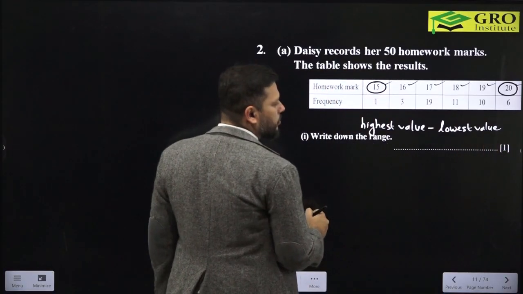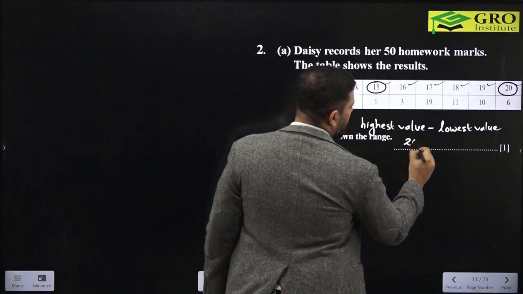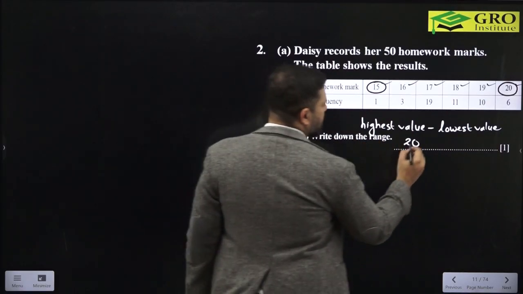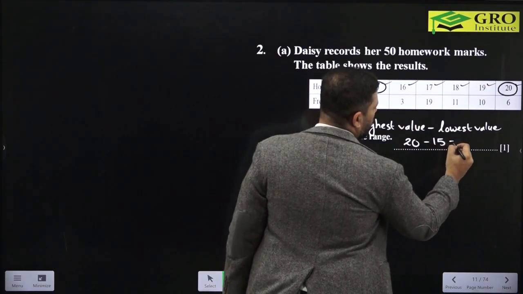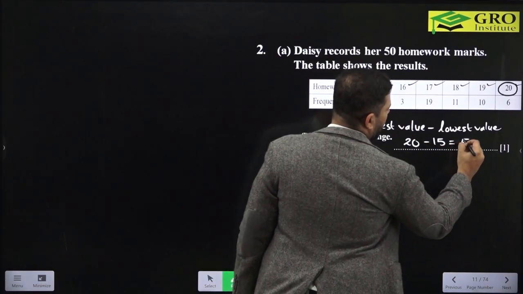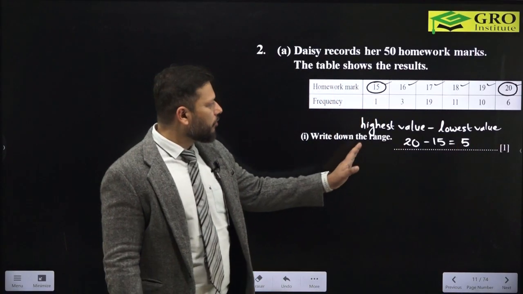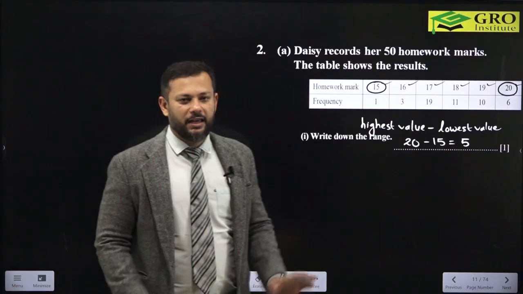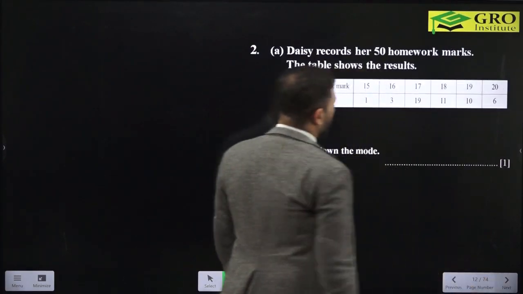So what is going to be the range? What is the highest value here? The highest value is 20, that is the marks, 20 marks, and the lowest value scored by her is 15, so the range is 5. The difference is 5, so the range of this data is 5. That was a really easy question. That was a 1 mark question. Moving ahead, what do we have?